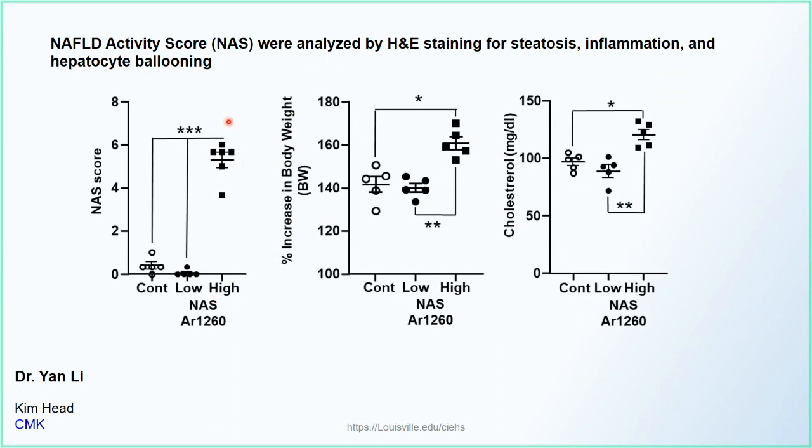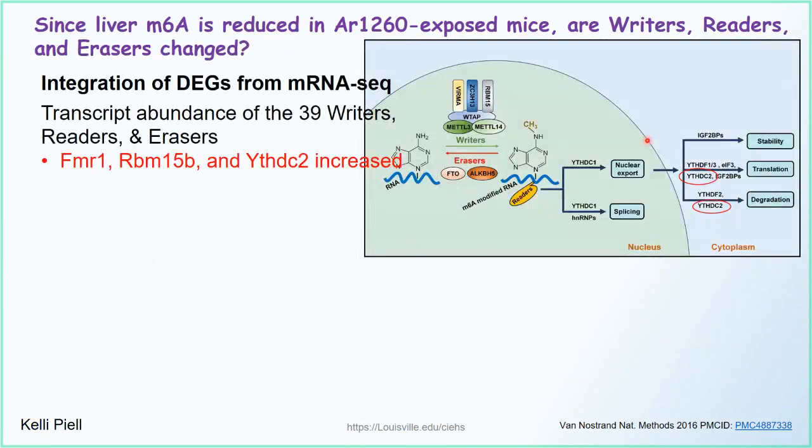But nonetheless, we can also see in this high NAS score group, they have an increase in body weight and have higher cholesterol. So something is different between the high NAS exposed mice versus the low NAS and control exposed mice. So some of the data that you'll see, we're going to focus in on this high NAS group of Aroclor 1260 exposed mice. Going back to the epitranscriptomic changes, since the liver m6A is reduced in the Aroclor 1260 exposed mice, I wanted to know if the readers, writers, and erasers were changed.